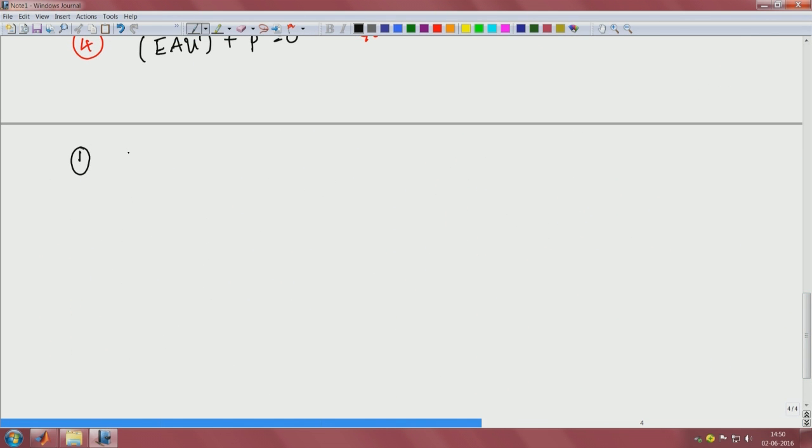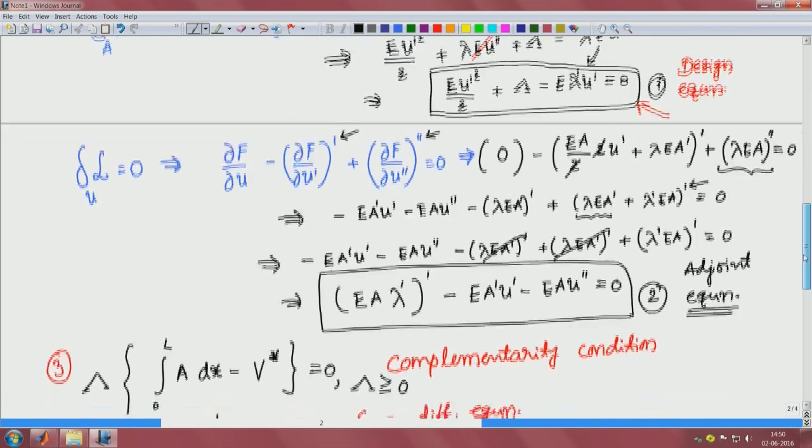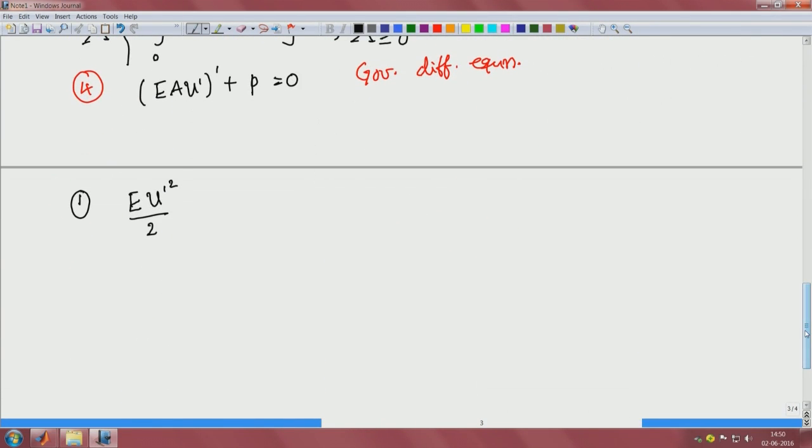Equation 1, we have E u prime square by 2 minus lambda plus lambda minus E lambda prime u prime equal to 0. That is our first equation.